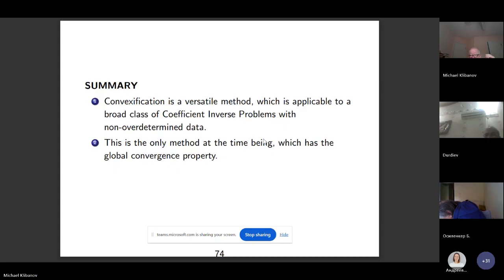Second, I forgot what to say second. Anyway, convexification is a very versatile method, which is applicable to a broad class of coefficient inverse problems with non-overdetermined data. So this is the only method which has the global convergence property. Thank you very much.